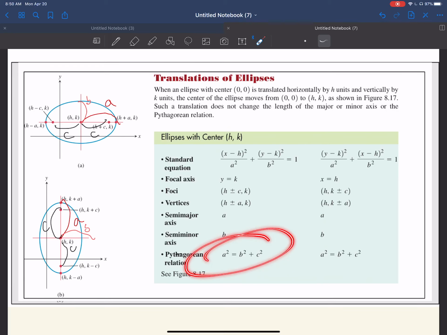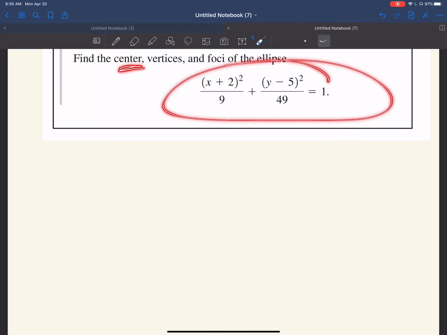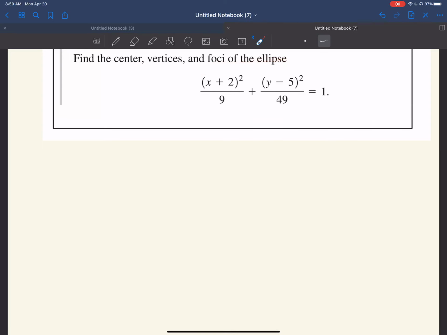Your Pythagorean relation is still going to be true, same as before. Again, all we did was translate the ellipse. So let's practice how to find some of these properties. Given this problem, we're going to find the center, the vertices, and the foci. The one that's the easiest to find is going to be the center.